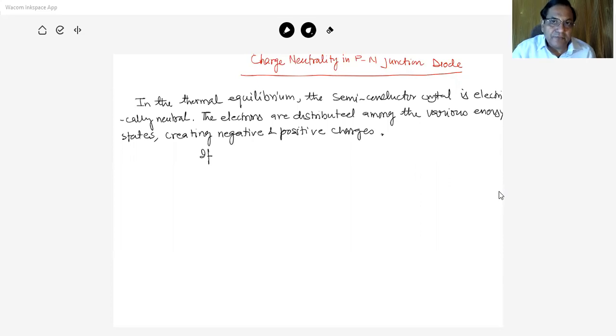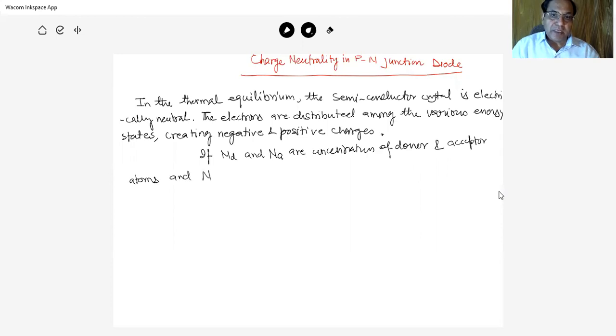So if N_D and N_A are the concentrations of donor and acceptor atoms, and N_D plus and N_A minus are the concentrations of ionized donors and acceptors.